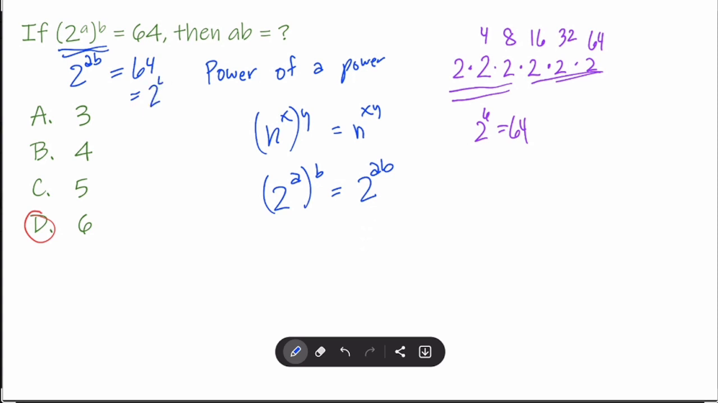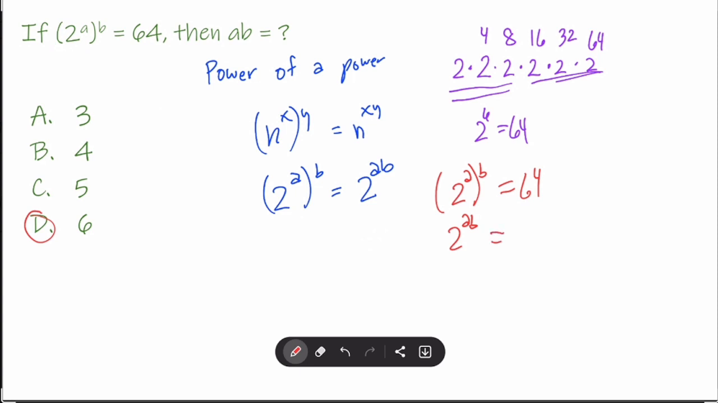So 2 to the power of 6. That means if we rewrite the given, 2 to the power of a to the power of b is equal to 64. As I said, we can multiply the exponents because of the power of a power property, so 2 to the power of ab. And also 64 is equivalent to 2 to the power of 6.